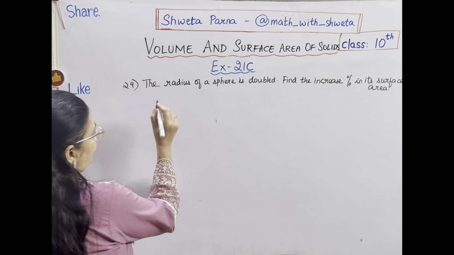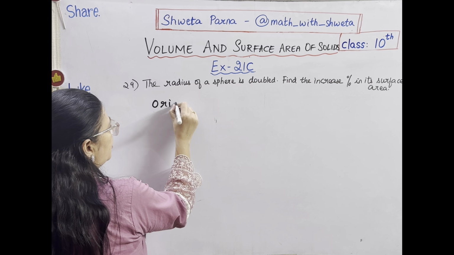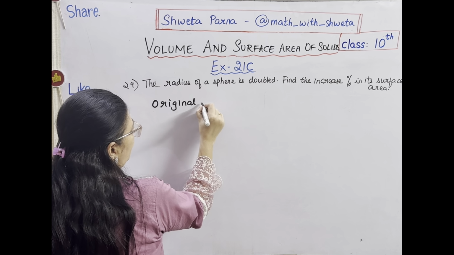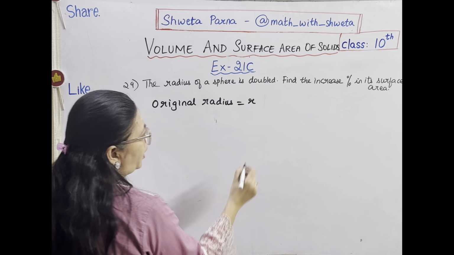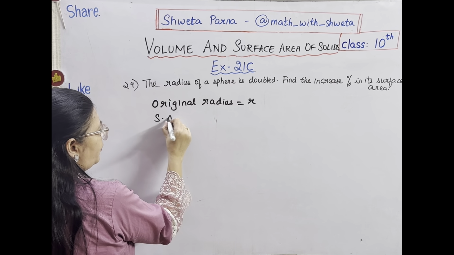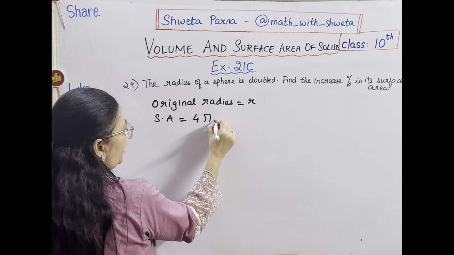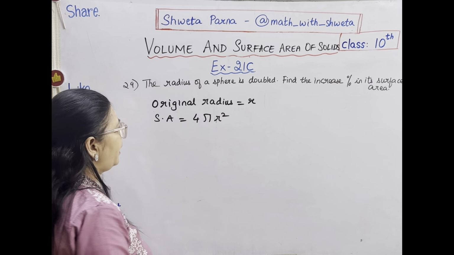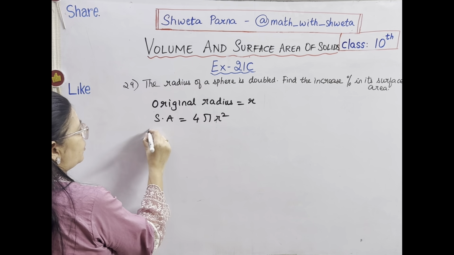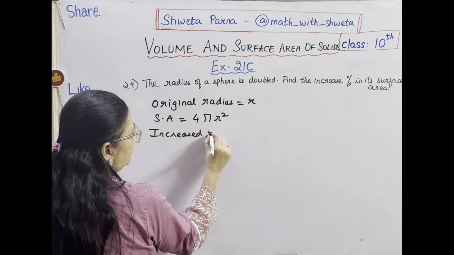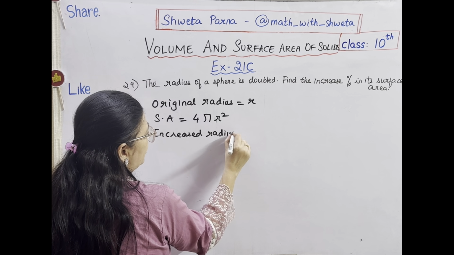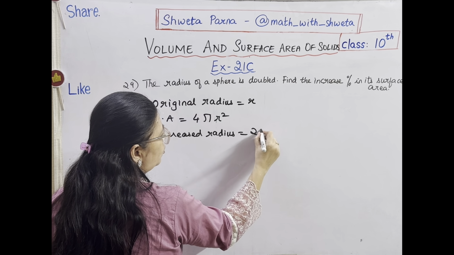First thing, let's take the original radius. The original radius is, say, r. Okay. What is the formula to find the surface area? It is 4 pi r square. Correct. Now the increased radius is double. So double of this is 2r.